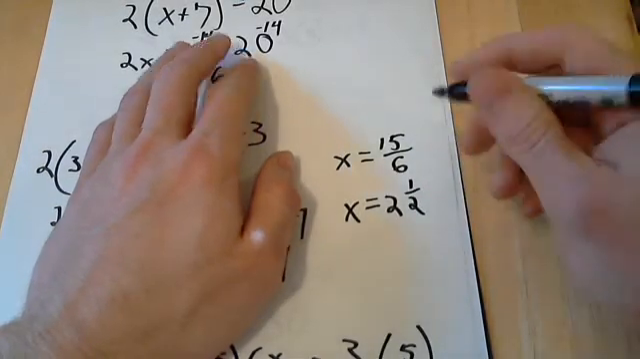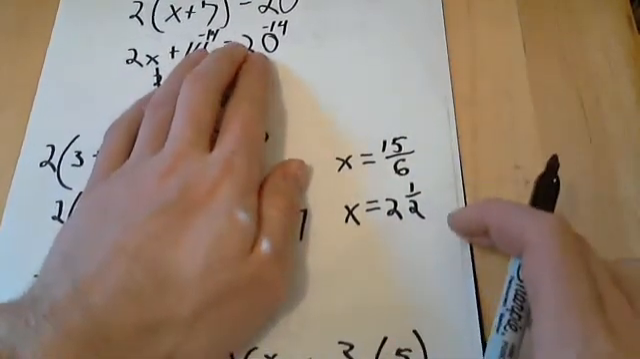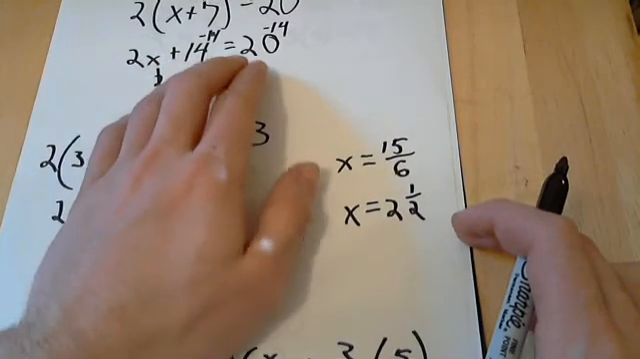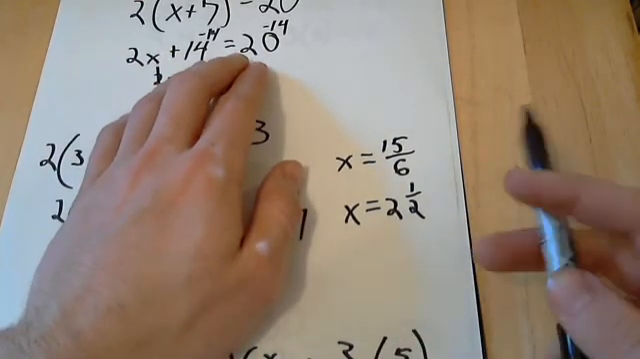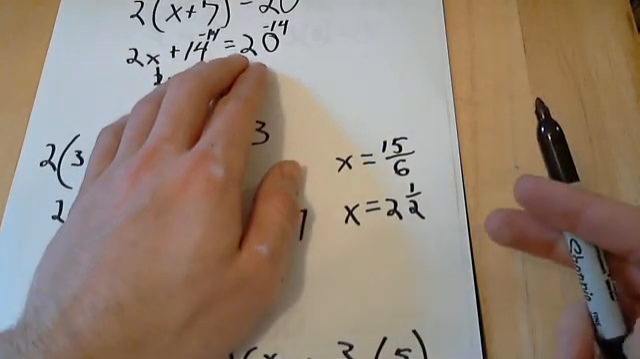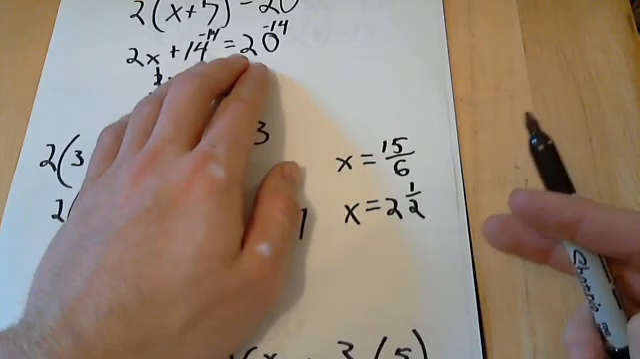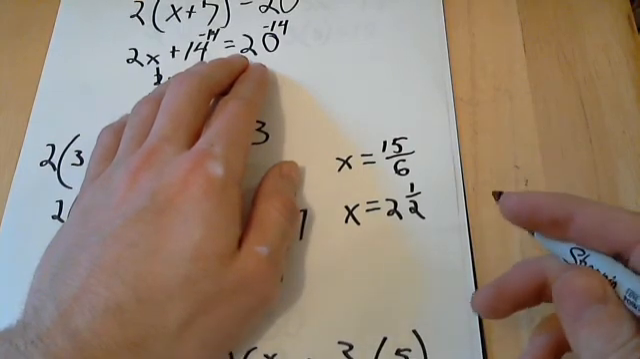So that's how you do linear equations, and things can get a little bit more complicated in the future, but thus far these should be pretty simple to work out if you understand what you're doing.